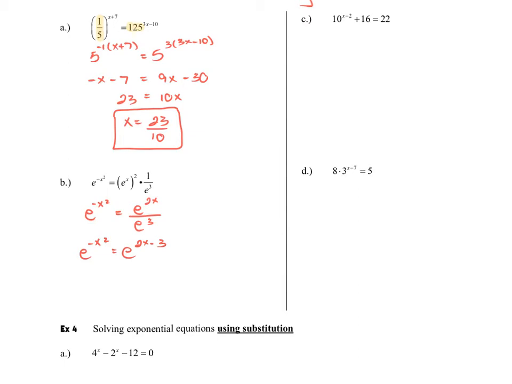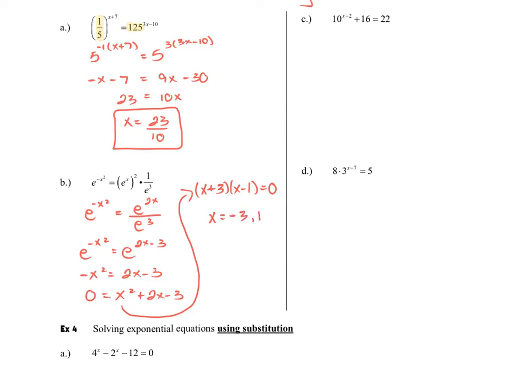Now my bases match, so I can set my exponents equal to each other. So I have a negative x squared equal to a 2x minus 3. Now it's a quadratic, so I'm going to move everything to one side. So I'm going to have 0 equals x squared plus 2x minus 3. Certainly a possibility would exist that this would be a quadratic that I'd need to do the quadratic formula on or complete the square, but this one's pretty easy to factor. So I can write this as x plus 3 and x minus 1 equals 0. So my x equals negative 3 and 1. And again, since exponential functions have a domain of all real numbers, I don't have to worry about whether these are valid solutions.